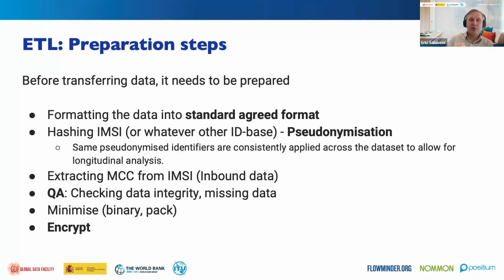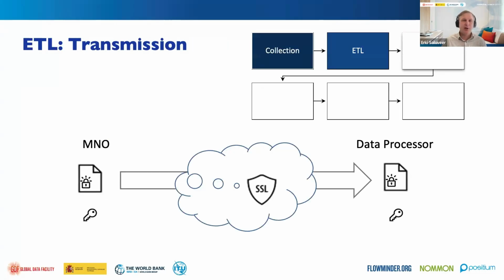We'll cover some of the quality assurance checks also. And the data needs to be minimized also, because as I said, the data load is very big. You have billions of records. You have to transform them either into binary format or pack them into some other format so that the data would be minimized. And finally, in that step, also the encryption has to happen, because the data should never leave its place without encryption.